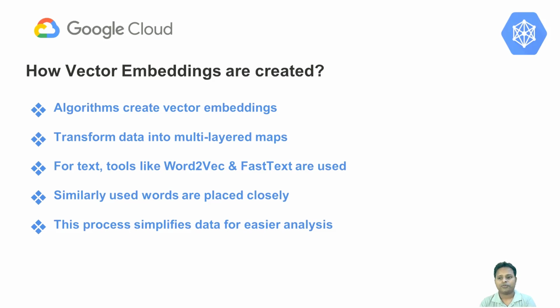Now, words which are often used in the same way are placed together on the map. This conversion makes abstract or hard-to-handle data straightforward and number based, so other computer programs can easily analyze it. Now, that's all about, at a high level, how these vector embeddings are created. Now, let's move next and figure out what vector embedding databases are available on Google Cloud.